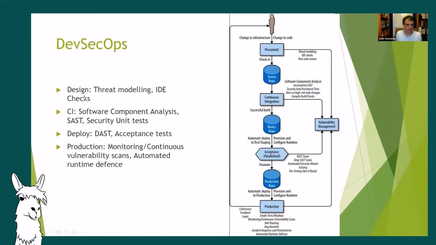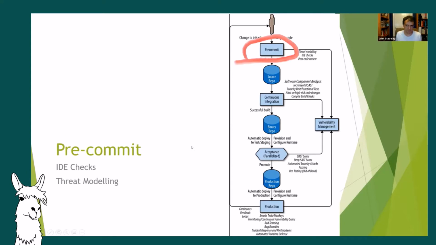And overall, what we're going to talk about today, talking about some lightweight threat modeling, what checks we can do in Visual Studio, some component analysis, static analysis, security tests, then in deployment stage, dynamic analysis, acceptance tests, and then production, getting feedback from the platform, doing automated security scans. So first off, we're going to talk about what happens at the pre-commit stage. And here you can consider the checks we can make in the IDE and threat modeling.